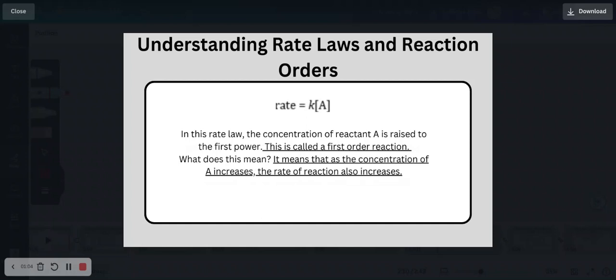In this rate law, the concentration of reactant A is raised to the 1st power. This is called a first-order reaction. What does this mean? It means that as the concentration of A increases, the rate of reaction also will increase.